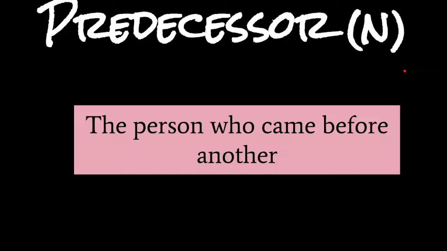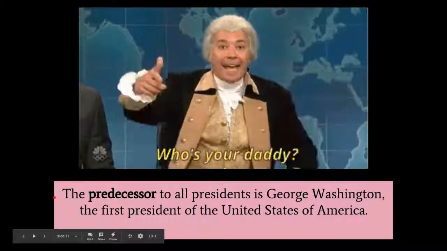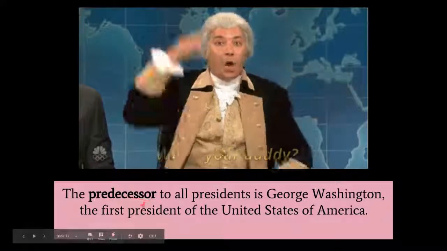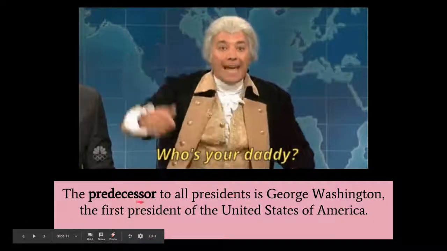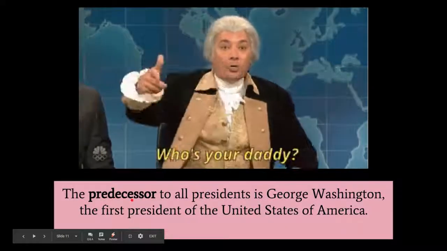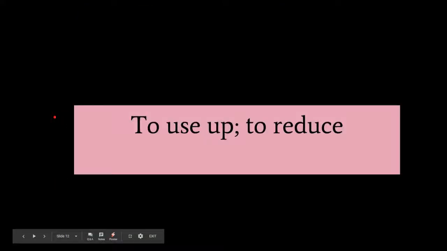Alright, for our next word we have predecessor, which is also a noun. It is the person who came before another. So here we have the predecessor to all presidents is George Washington, the first president of the United States. So predecessor is a person who precedes. So this word should seem familiar. It's very similar to precedes, which means come before. Therefore, a predecessor is a person who comes before.